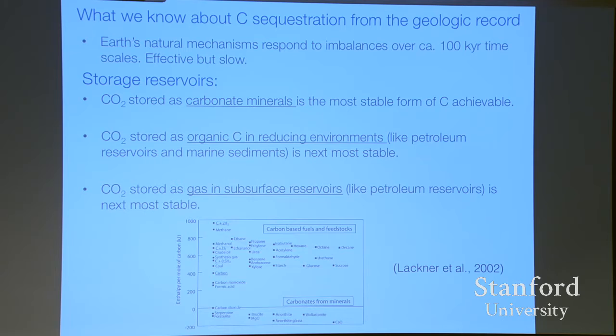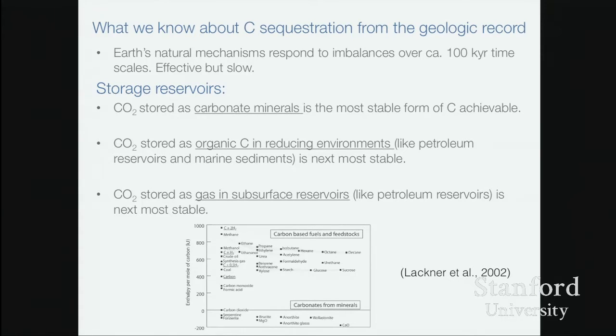So one option is to store carbonate minerals. That would be the most stable form of CO2 in the environment. The next would be to store CO2 as organic carbon in reducing sediments, because organic carbon, such as biomass from agricultural activities, is unstable in the soil. There's lots of little organisms that view that carbon as Twinkies and want to oxidize it and eat it. So we need to put organic carbon in reducing environments if we want to keep it there for a long time. And then the third one is probably gas, CO2 stored as a gas in subsurface reservoirs.